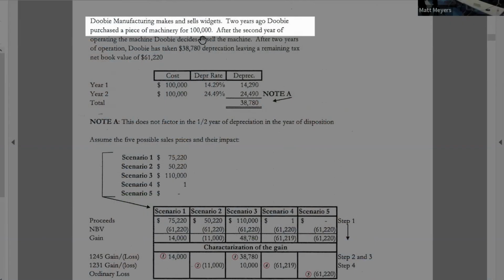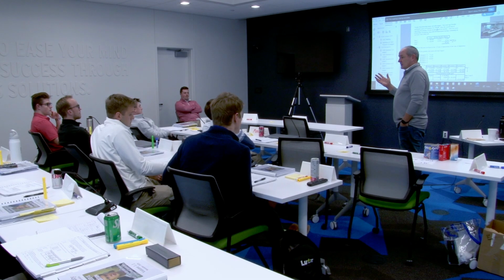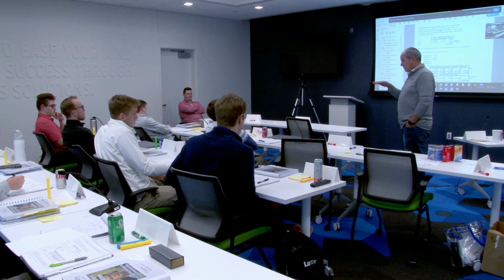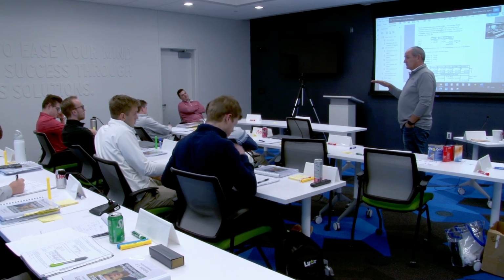Well, let's take a look. How much did we buy this machine for? 100. How much did we sell it for? 110. So the rule is the only time you're ever going to have a 1231 gain is when there's actual appreciation in the asset. That is the only time you're ever going to have 1231 gain.